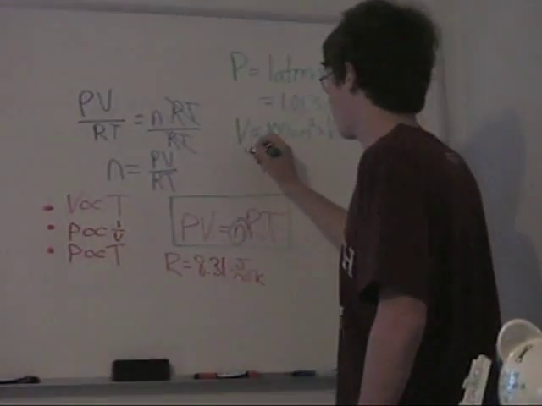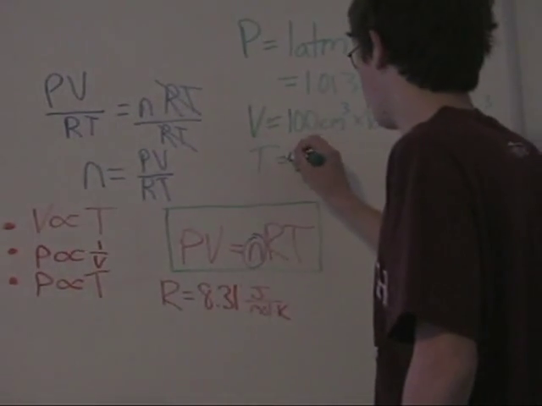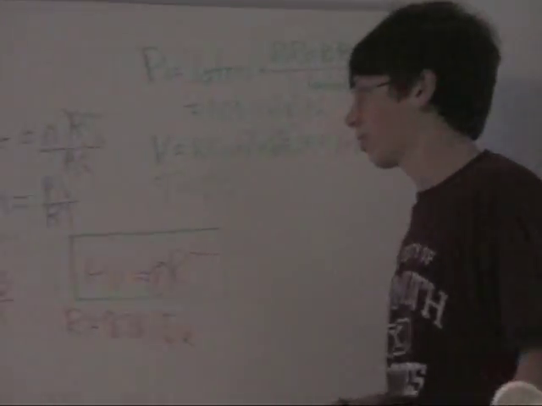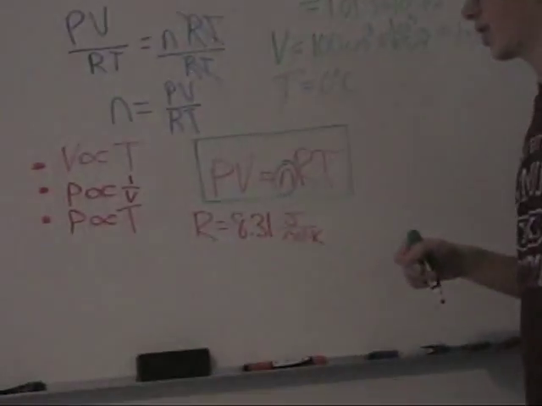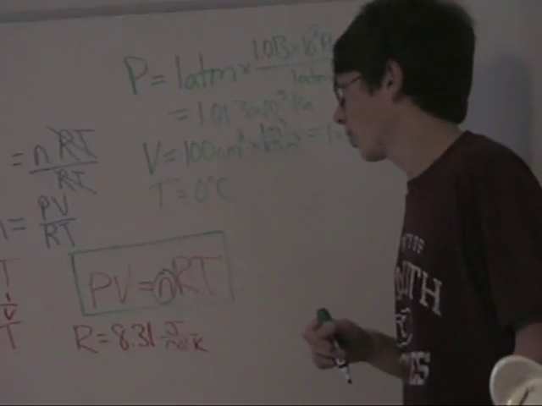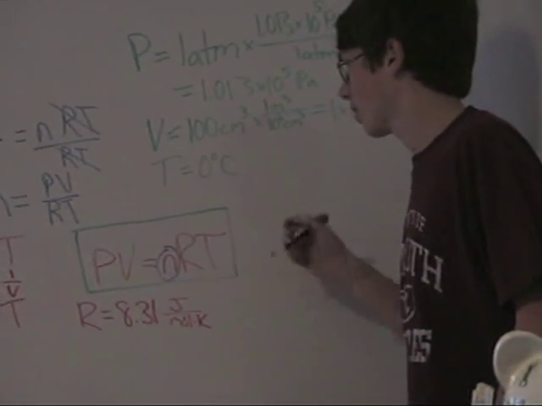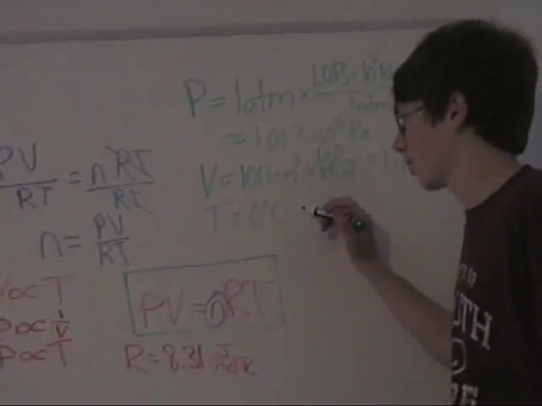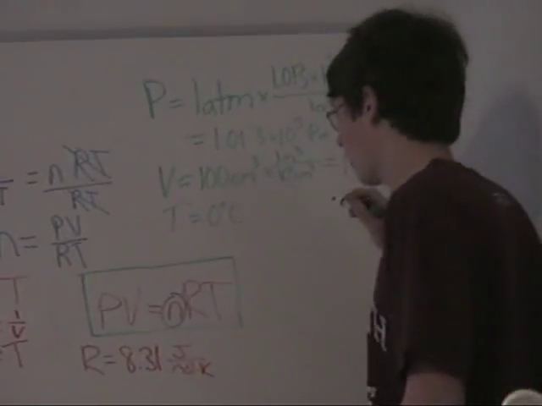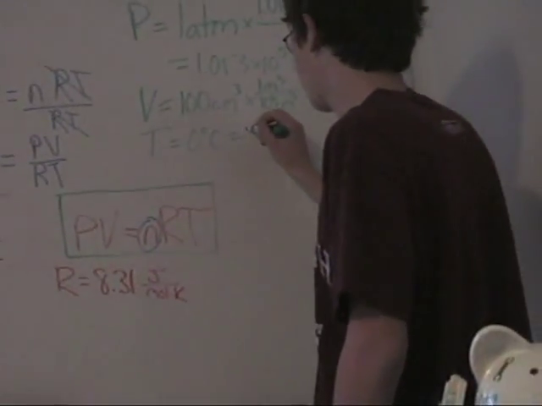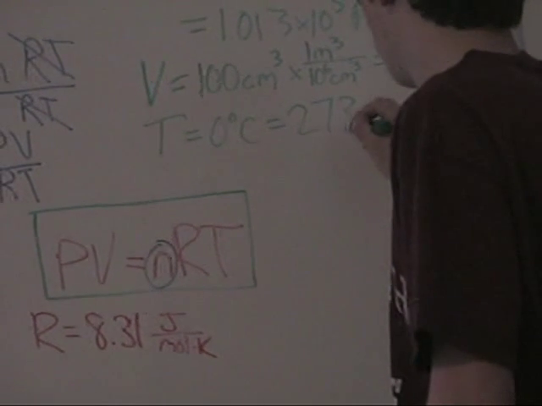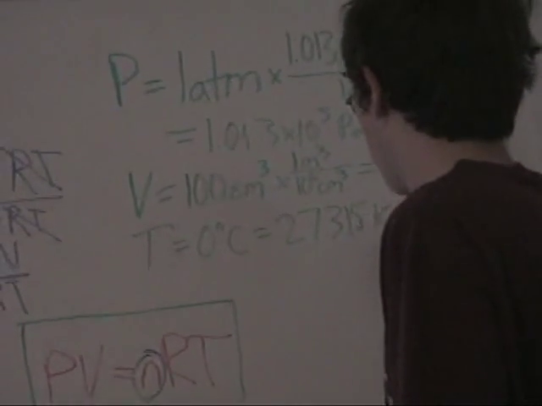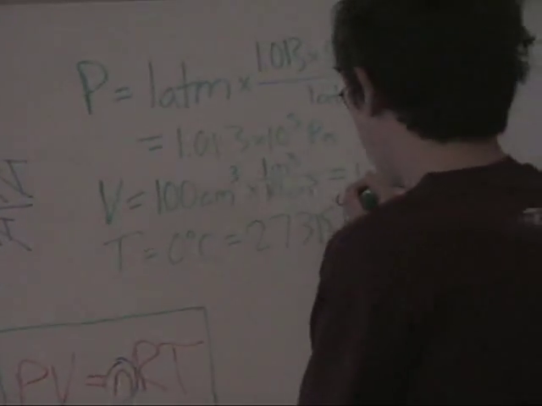Now, we know that there's a common temperature of 0 degrees Celsius, but since we're judging temperature based on absolute temperature, we need a temperature scale called Kelvin, which is defined by the equation temperature in Kelvin equals temperature in Celsius plus 273.15. So 0 degrees Celsius will be 273.15 Kelvin.